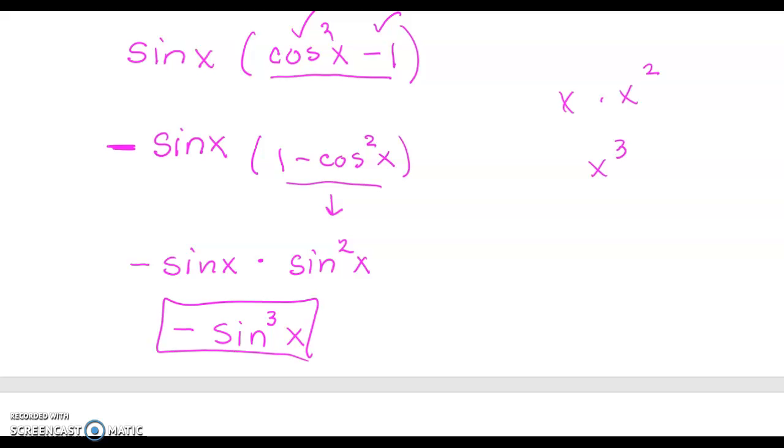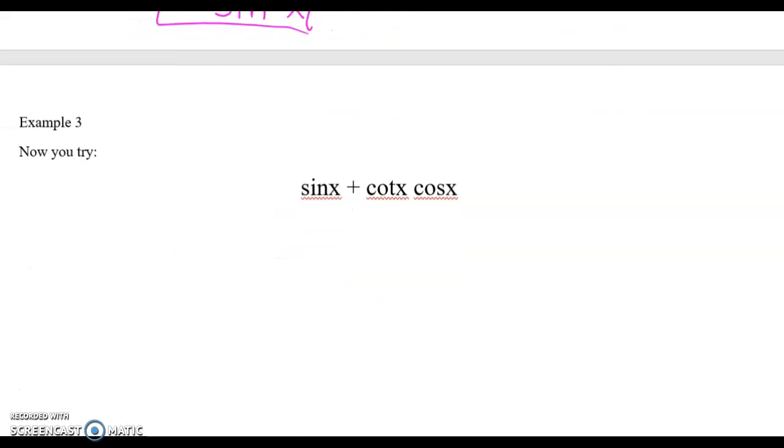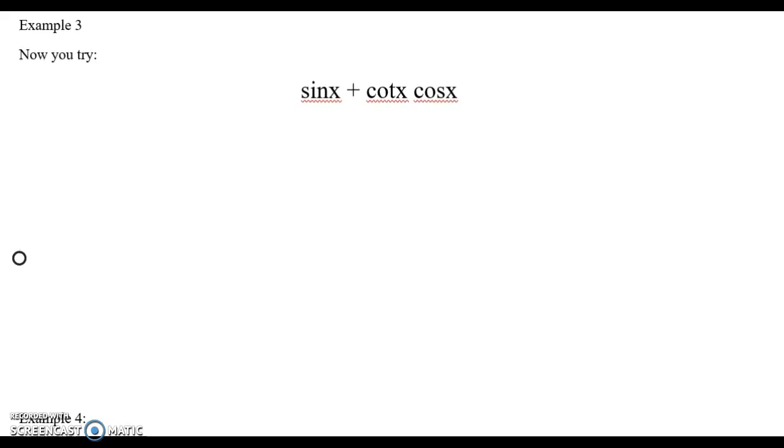And that's as far as we can go with that one. Here's kind of the same thing. I look for a GCF. I have two terms, but there's nothing that they have in common. So my next thought is, let's rewrite everything using sine and cosine.